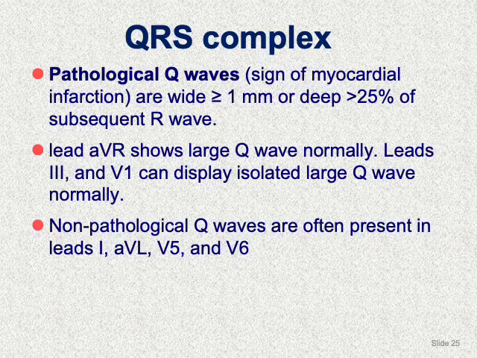But when we have a pathological Q wave, and this is a sign of myocardial infarction, whether old or acute, this is a Q wave which is 1 millimeter wide or more, or deep, let's say more than 1/4 of the subsequent R wave. When you have this, this is a pathological Q wave and signifies the presence of myocardial infarction.